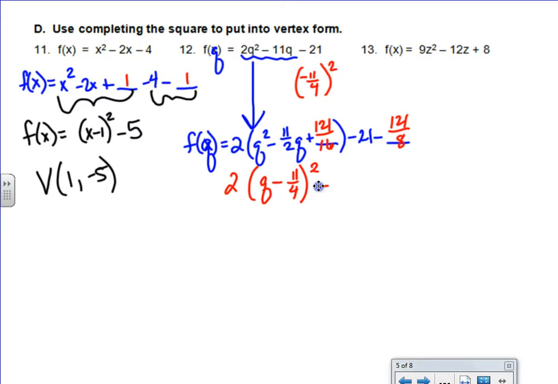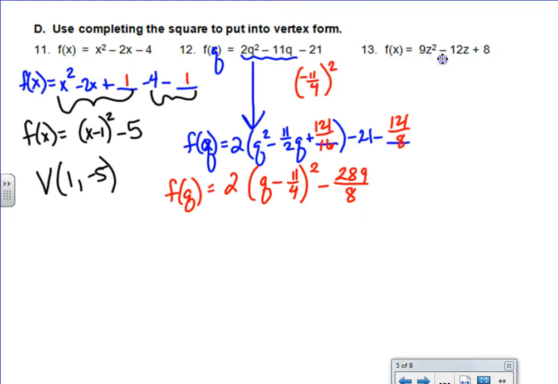Negative 289 over 8. I won't promise that I didn't mess up on that question, so apologies if this was not correct. But that's what I got. So my function, using q as its variable, gives me that. Yuck, yuck, yuck. Okay, 13's not looking much better, guys.